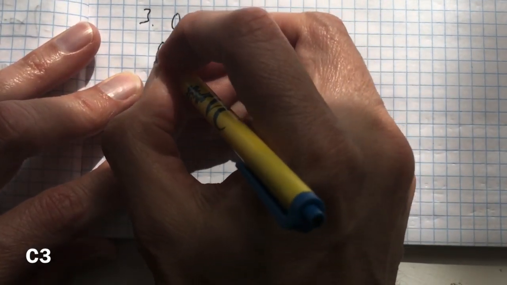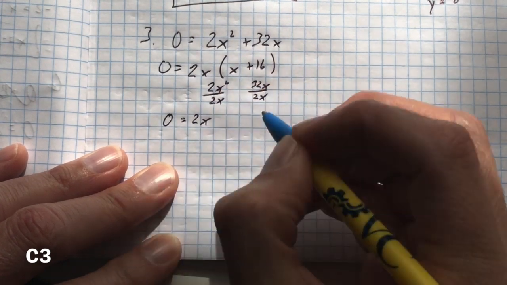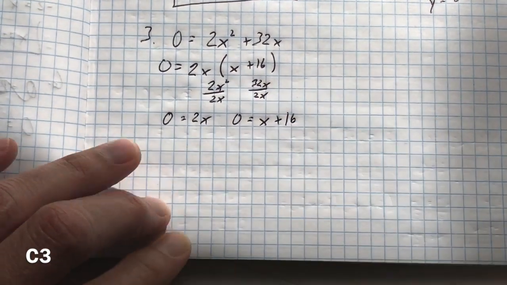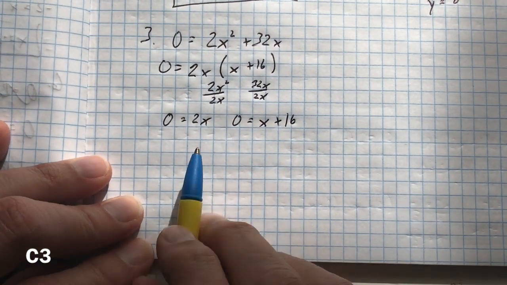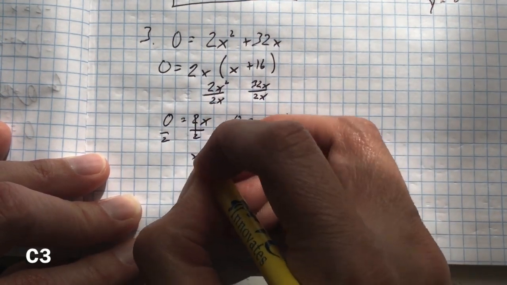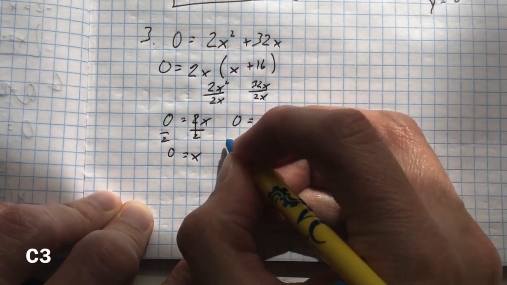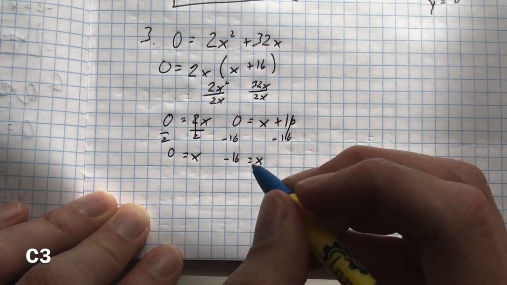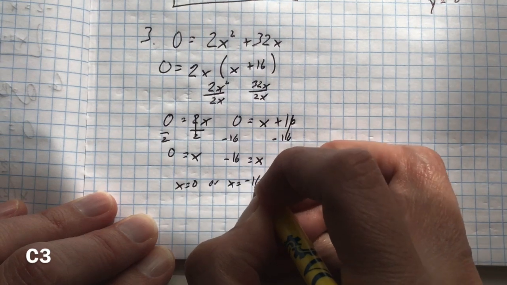So this is the new thing set up to equal 0. So I know I'm going to have 0 is equal to 2x, and I'm going to also have 0 is equal to x plus 16. So when I do that, this one's pretty straightforward. Divided by 2, x will equal 0. And over here, I'm going to do minus 16 and minus 16. X is going to be equal to negative 16. So those are my answers. X equals 0 or x equals negative 16.